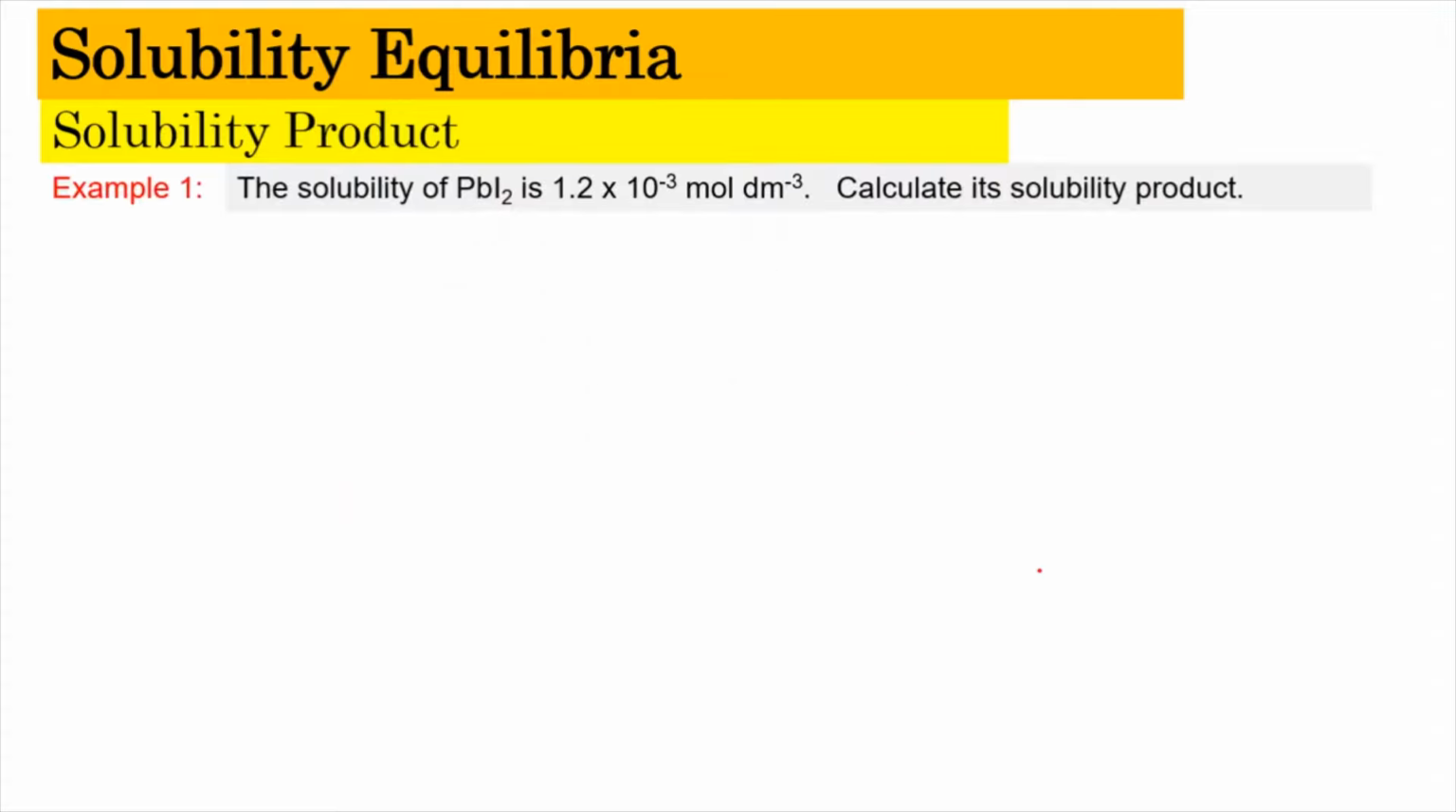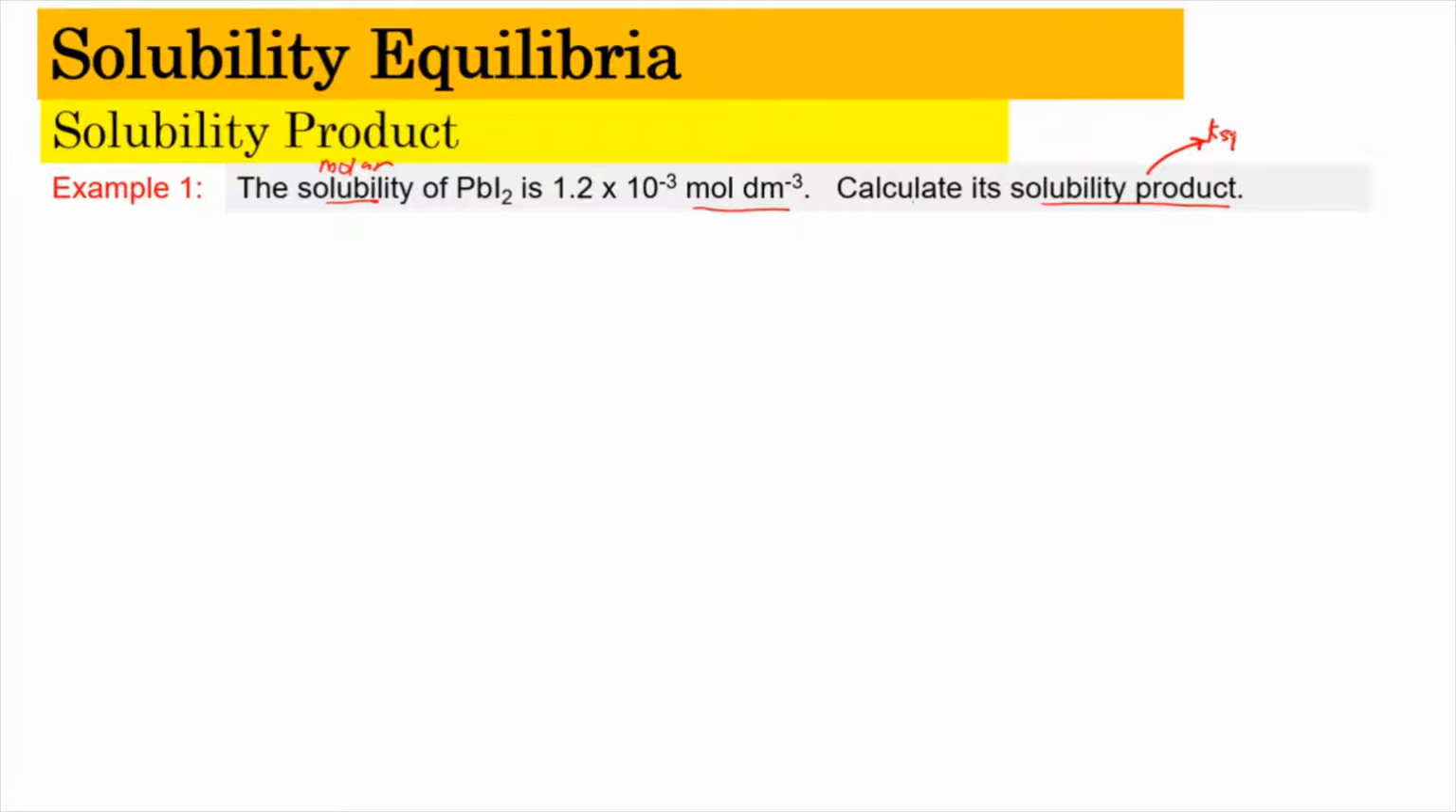So now, let us look at how we can apply the concepts that we have learned, which are the molar solubility as well as the solubility product, in an example. So for example number 1, the solubility of PbI2 is 1.2 times 10 to the power of negative 3 mole per dm cube. So this solubility is in the unit of mole per dm cube, which refers to the molar solubility. And we have to calculate its solubility product, where this term refers to KSP.